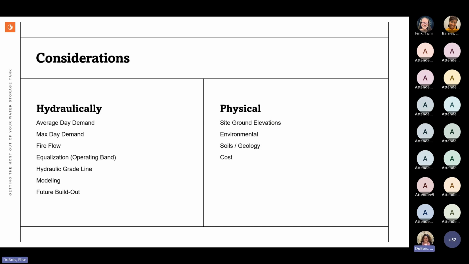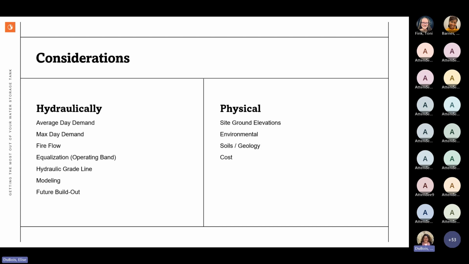When we look at these, we look at a couple of things. First, we look at your average day plus your fire flow to see what that number is. We look at your average day plus equalization, which is essentially 20% of your max day demand. And we look at your max day demand as the third number. We compare these volumes that come out of the calculation, and when we do that, we determine what the right size is. And that may be the midpoint, whatever.